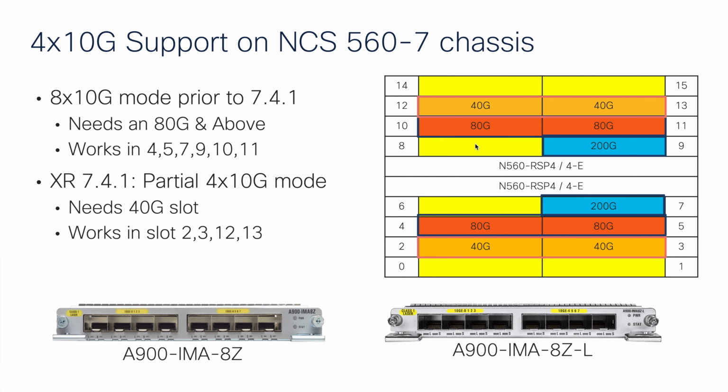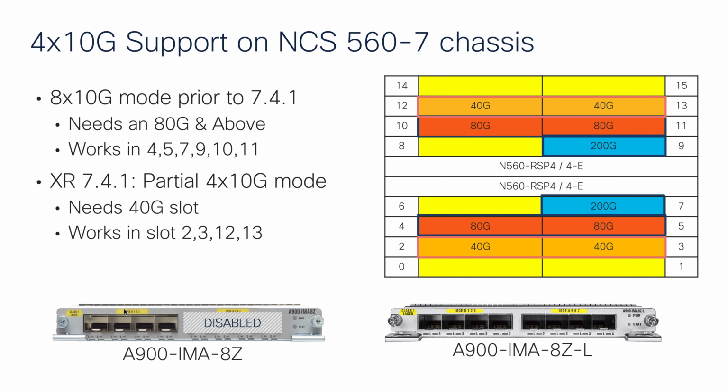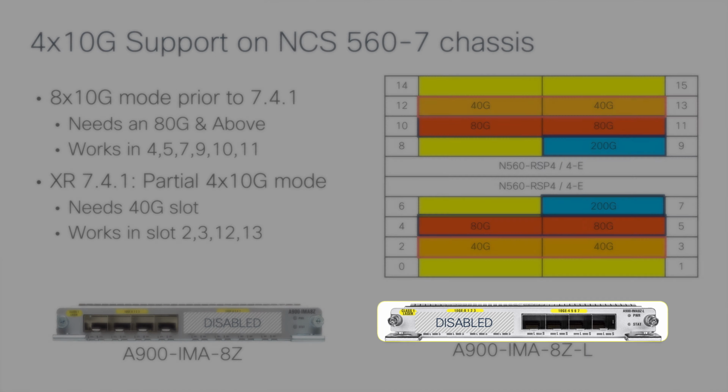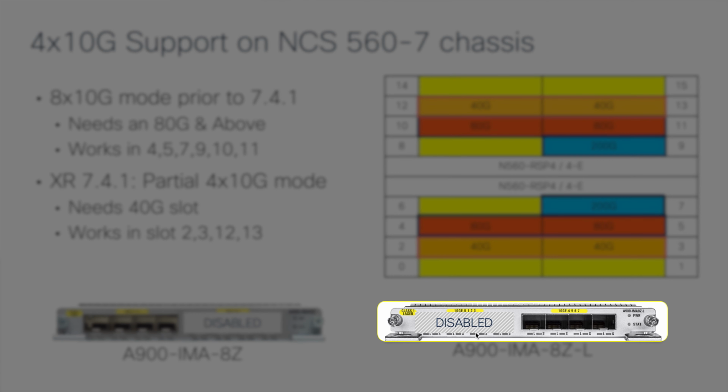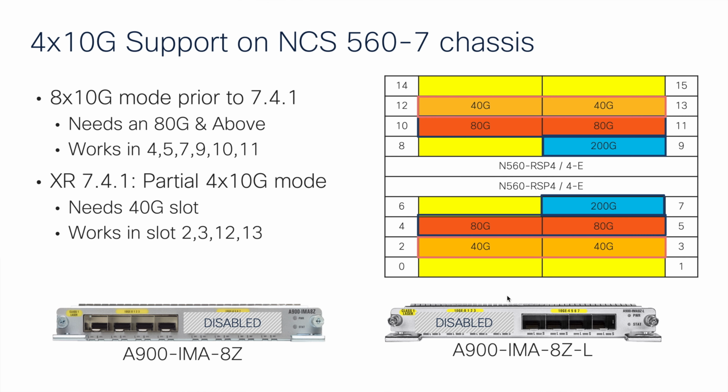So how will this work? For the IMA8Z IM, whenever I insert this interface module, so let's say in slot 2, 3, or say slot 12 or 13, my upper quad or the upper half ports, port number 4 to 7, will be disabled, and I'll be left with port number 0 to 3 in 10 gig mode. That is a total of 4 ports of 10 gig, or 40 gig. For the IMA8Z-L, this is opposite. My lower half is disabled and I get port number 4 to port number 7 in 10 gig mode.